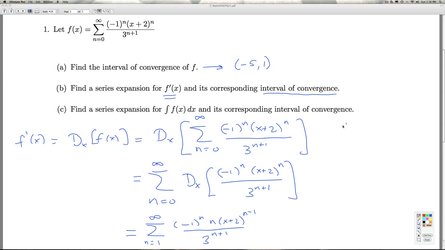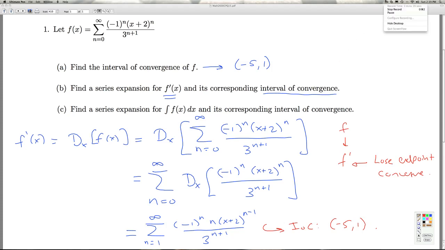Okay, so when I go from f to f prime, the only thing that could happen is I could lose endpoint convergence. But I didn't have any endpoint convergence to begin with. So I can say that without doing any of the mathematics at all, just using the theorems here, that the interval of convergence is the same as the original, negative 5, 1. All right, there are no endpoints to lose, so I don't have to check the endpoints. That'll do it for part B.